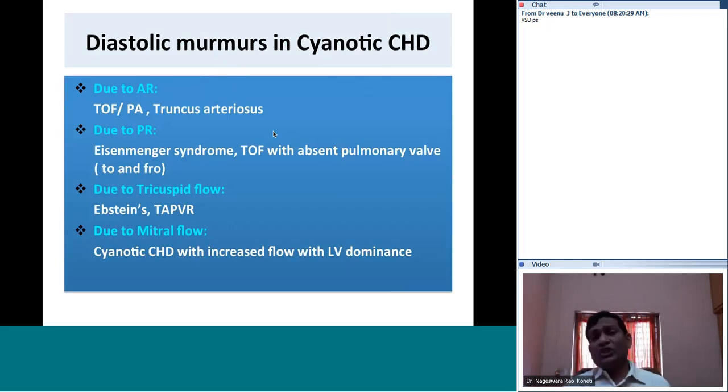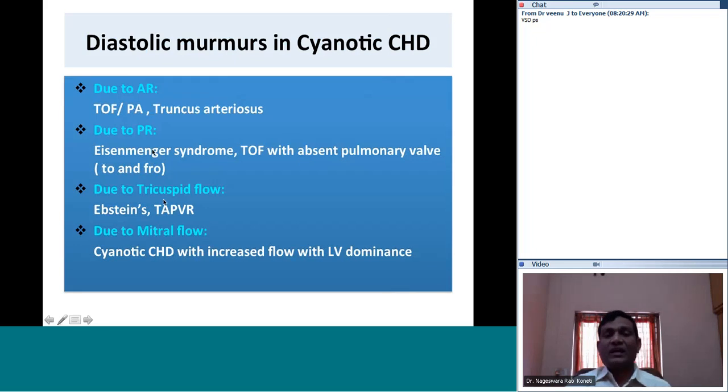I am sure that you all are aware of the diastolic murmurs in cyanotic congenital heart disease with reduced pulmonary blood flow or increased pulmonary blood flow. Due to aortic regurgitation, a diastolic murmur is seen in tetralogy of Fallot or pulmonary atresia. Of course, truncus, I don't want to classify here, but for the sake of information, truncal valve regurgitation you will also see, producing an early diastolic murmur. Similarly, pulmonary regurgitation murmur, in Eisenmenger syndrome or tetralogy of Fallot with absent pulmonary valve syndrome, you will classically see a to-and-fro murmur in this scenario.